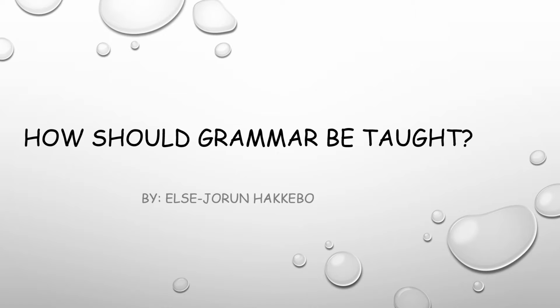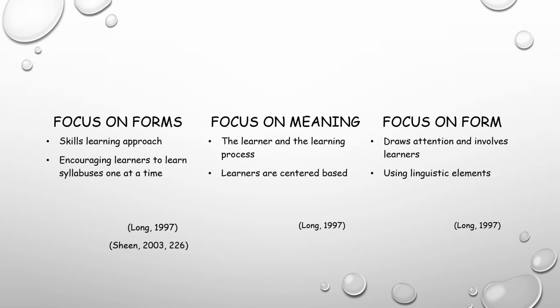Grammar can be taught by using either focus on forms, focus on meaning, or focus on form. Focus on forms is the traditional approach to learning grammar, which includes the skill learning approach, and that has three stages. Providing an understanding of the grammar, where you can vary the means, using non-communicative and communicative activities, both written and oral. Grammar teaching provides frequent opportunities for the use of communicative grammar.